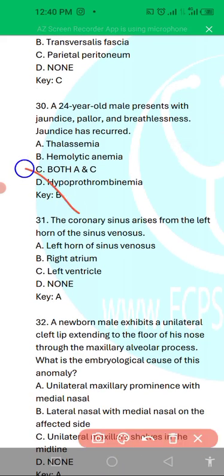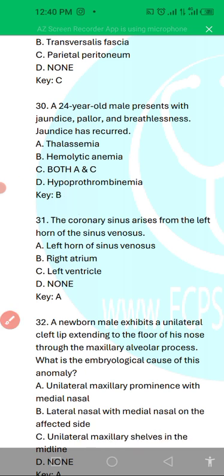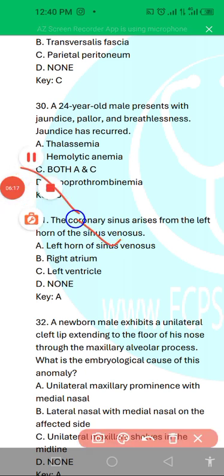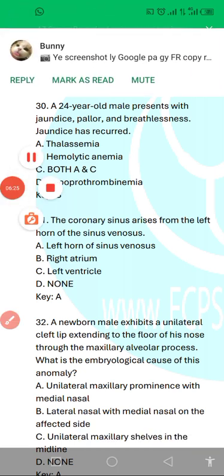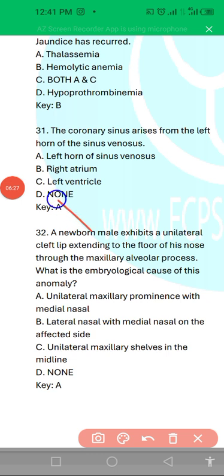Next one is: the coronary sinus arises from the left horn of the sinus venosus. Coronary sinus arises from the left horn of the sinus venosus.